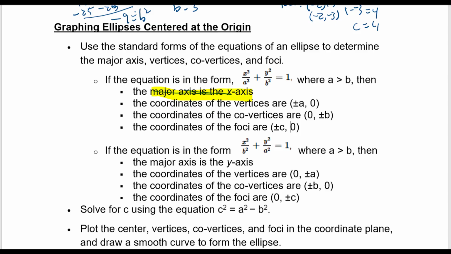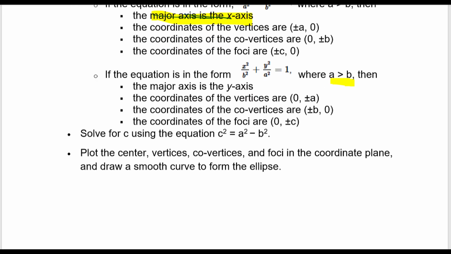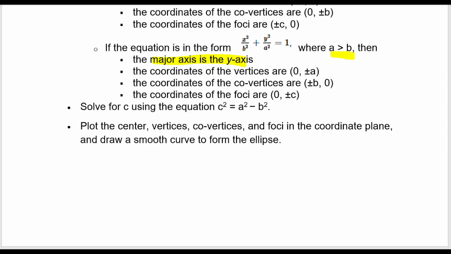If, however, it's x squared over b squared plus y squared over a squared equals 1, and again, a is bigger than b, the major axis is the y-axis. Coordinates of the vertices are 0, plus or minus a, and the co-vertices are plus or minus b, comma 0, and the foci are 0, plus or minus c. Solve for c using the equation c squared equals a squared minus b squared.